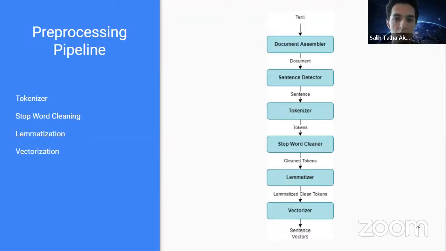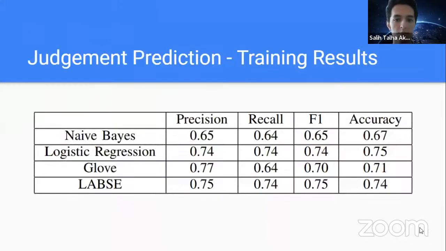Here is the preprocessing pipeline for our models. We have used the same pipeline for all of the models. We have created this pipeline with the Spark NLP library. Mainly, we made tokenization, stop word cleaning, lemmatization, vectorization, etc. on this pipeline, as you can see. Next slide, please.